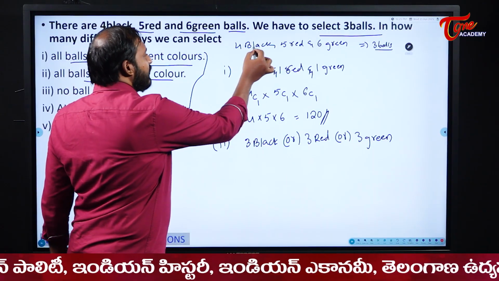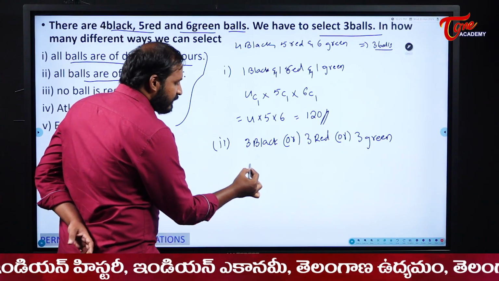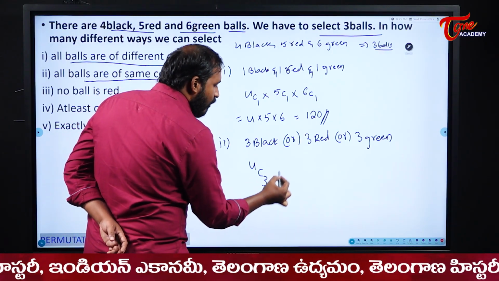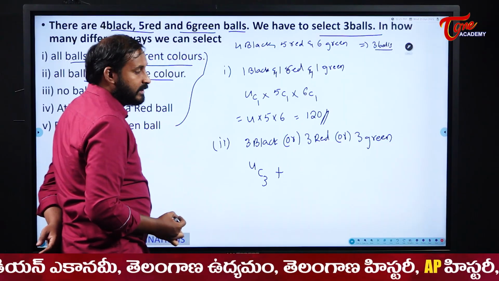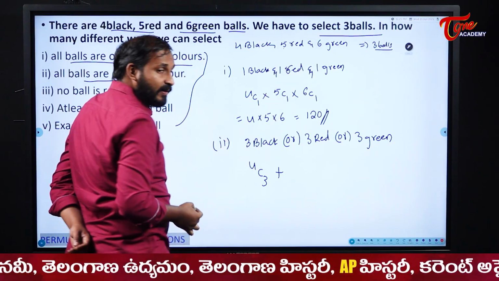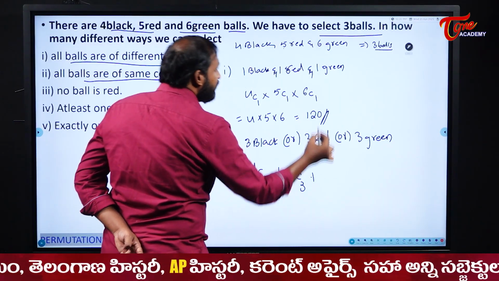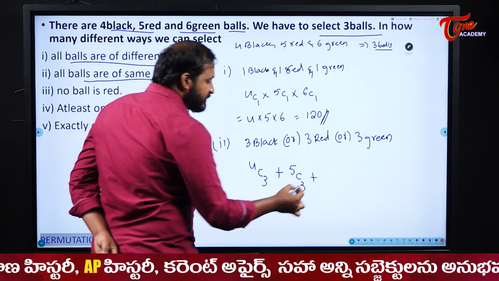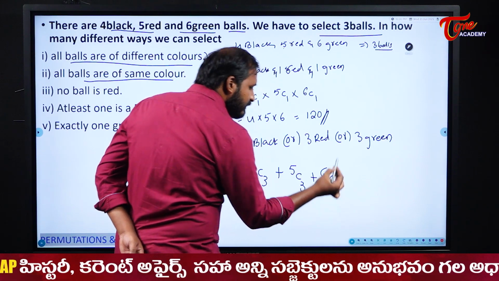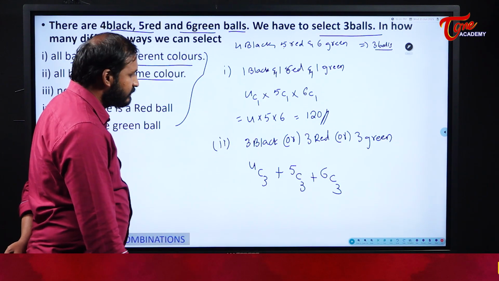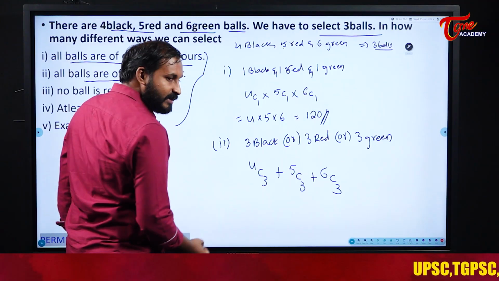Now, total how many black are available for me? 4. From 4 I need to pick 3, means 4C3. Or means plus. Total how many red are available? 5. From 5 I need to pick 3, so 5C3. Plus how many green are available? 6. From 6 I need to pick 3, so 6C3. Now please observe here, 4C3 means what, students?